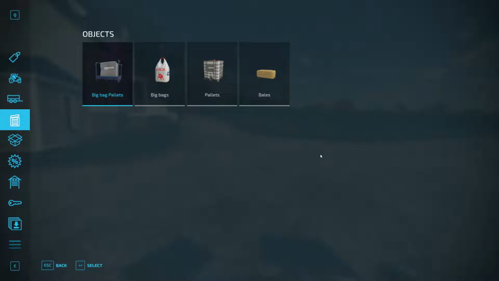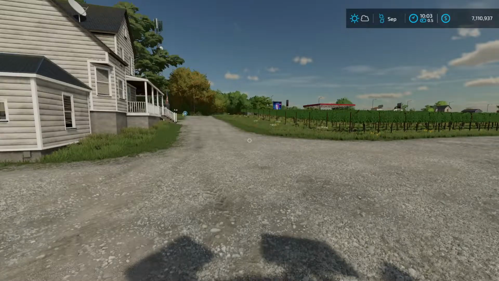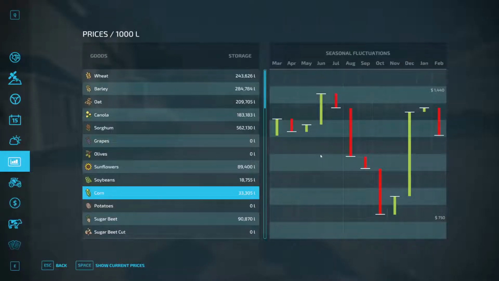I'll give you an example. Wheat. In easy mode, 3 brand new games, I averaged it out, and I was getting paid $825 per 1,000 liters of wheat in September. Is September the month the game starts? I forget, sorry. Yeah, September. Medium was 500 to 530, and hard mode was a measly $300 per 1,000 liters.